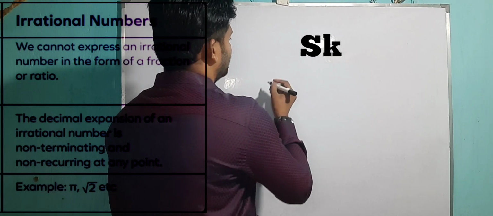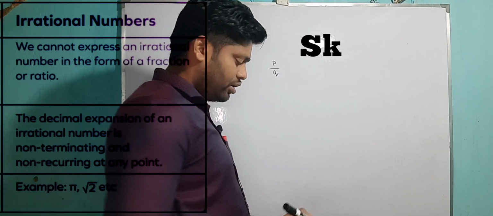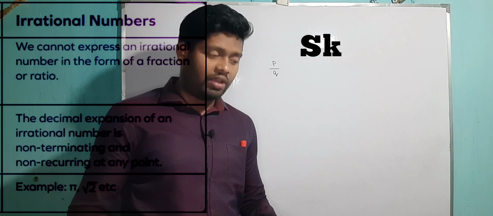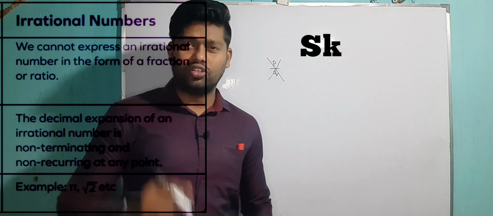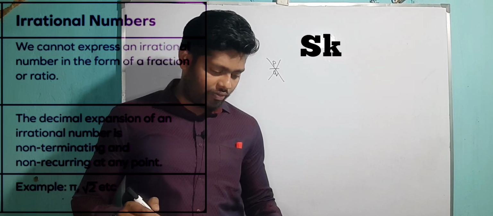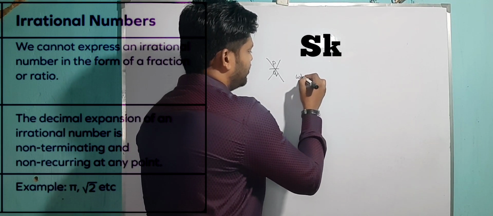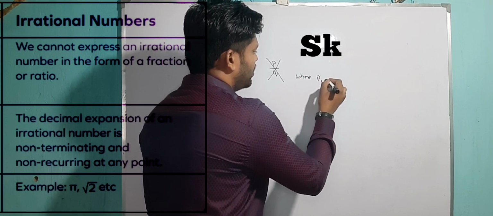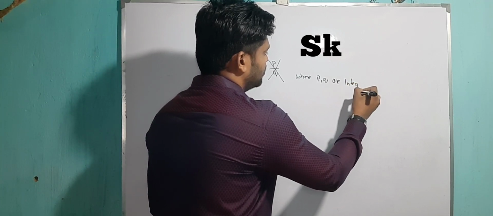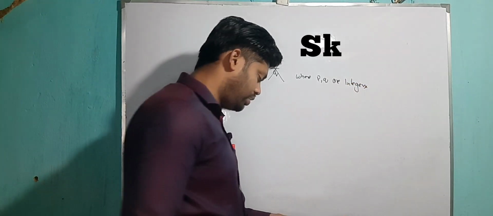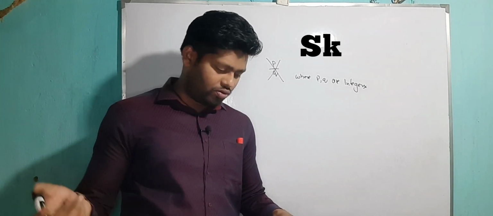So now, when I told you it should be in the p by q form, that's a rational number. But an irrational number should not be in the form of p by q, where p and q are integers, and it will have one as a factor. This one you know obviously.